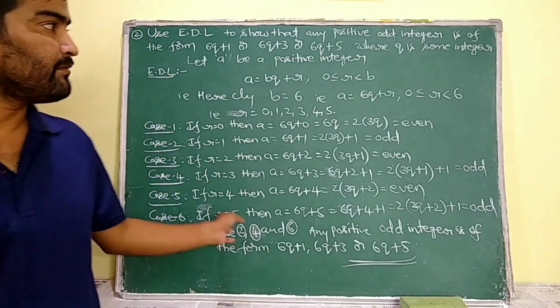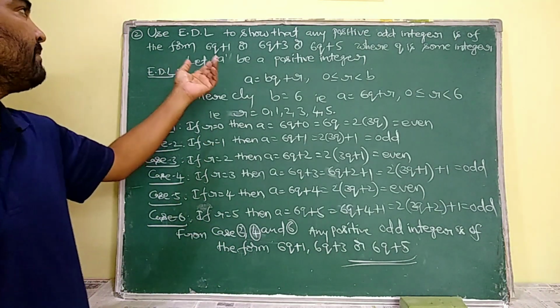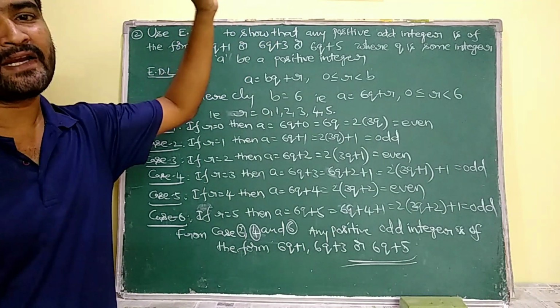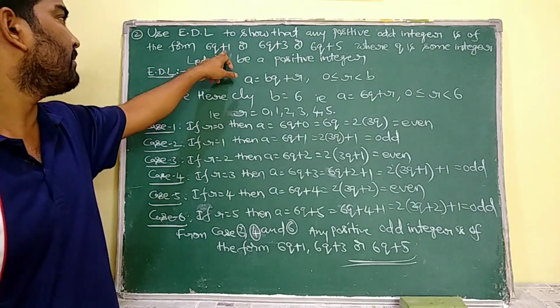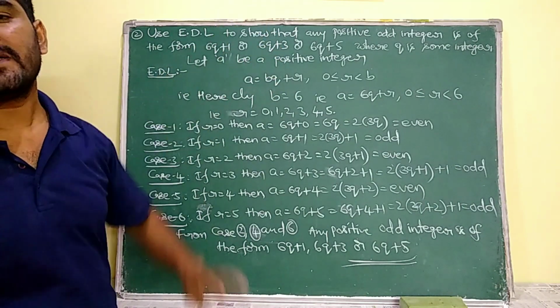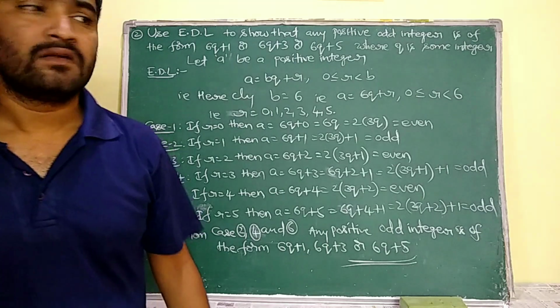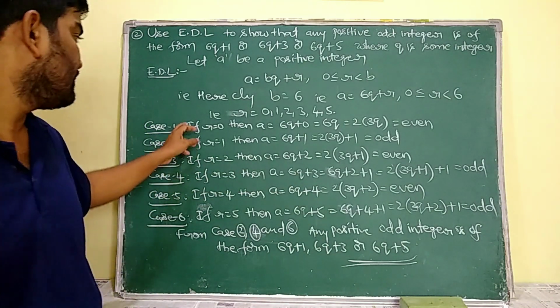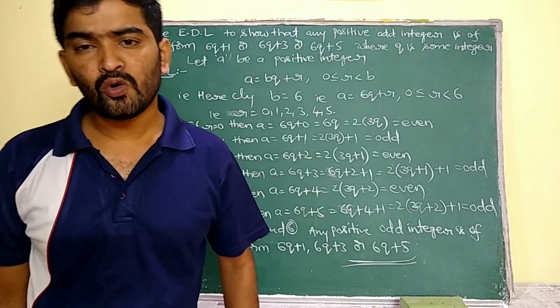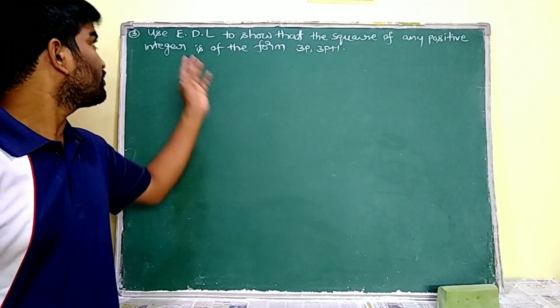The same question he may ask in a different pattern. Use Euclid division lemma to show that any positive even integer is in the form of 6q plus 2 or 6q plus 4. Then we are going to consider cases 1, 3 and 5 to answer the question. Third question.